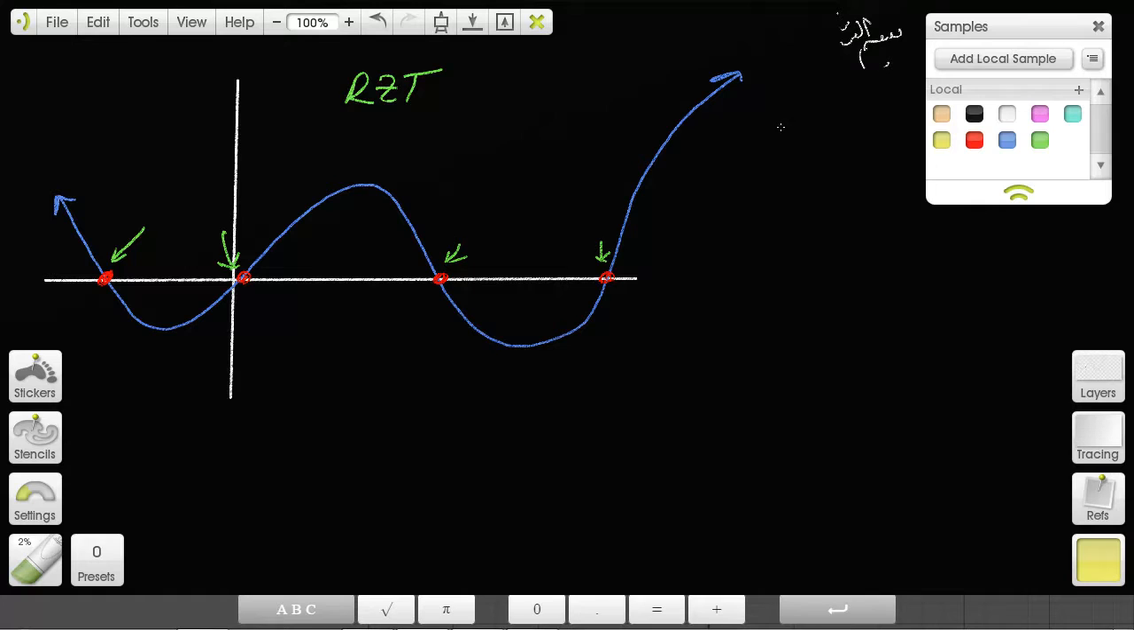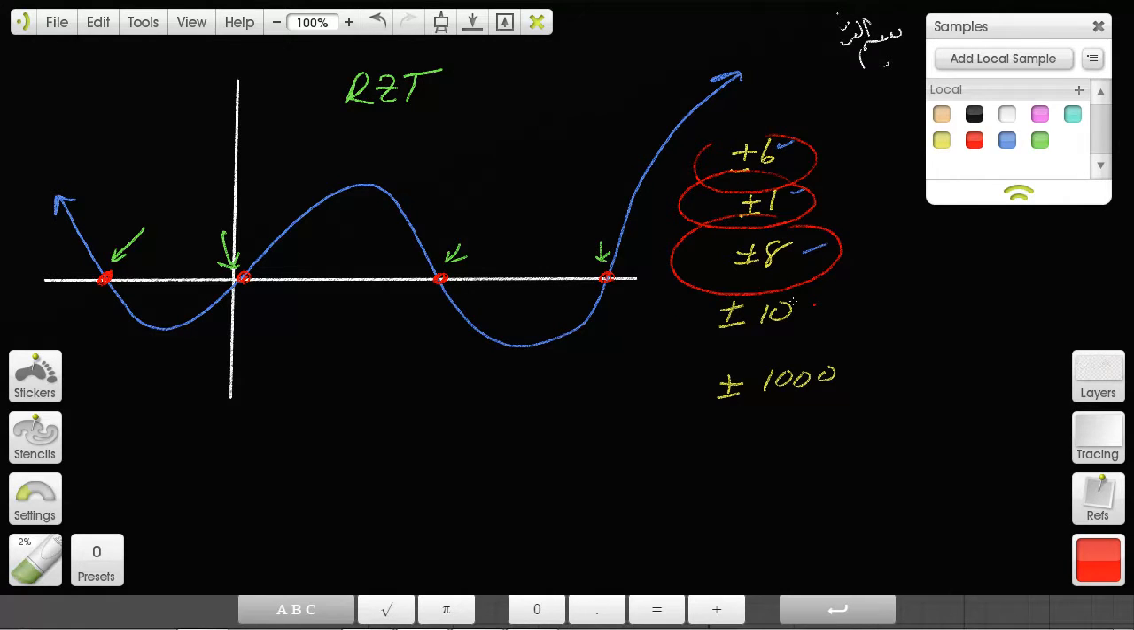Let's say it predicted the following numbers: plus or minus 6, plus or minus 1, plus or minus 8, plus or minus 10, and plus or minus 1,000, whatever. So it gives you all of these choices to pick from, and then you can try one of them out at a time using synthetic substitution or whatever. Once you find them, you're done. So what it does is give you all the potential rational zeros, the candidates for the zeros, and then you try one of them at a time until you find all of them.